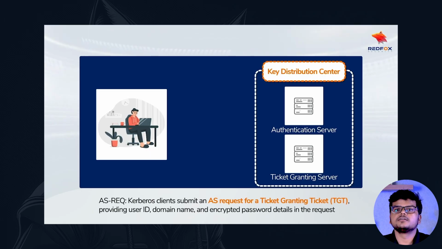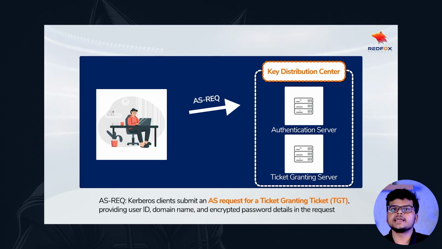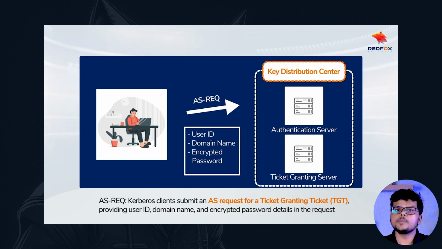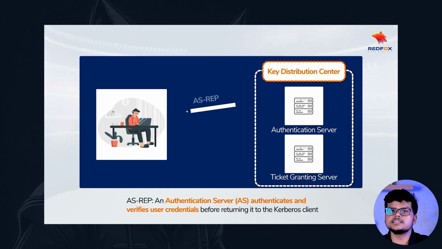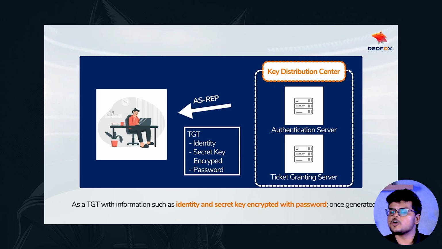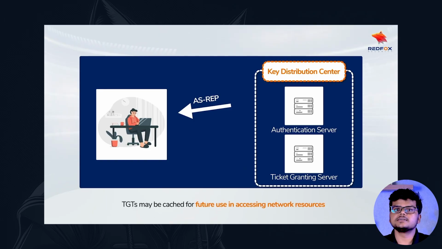AS-REQ. The Kerberos client submits an AS request for a ticket granting ticket, providing the user ID, domain name, and encrypted password details in the request. AS-REP. The authentication server authenticates and verifies user credentials before returning to the Kerberos client a TGT, with information such as identity and a secret key encrypted with the password once generated. TGTs may be cached for future use in accessing network resources.